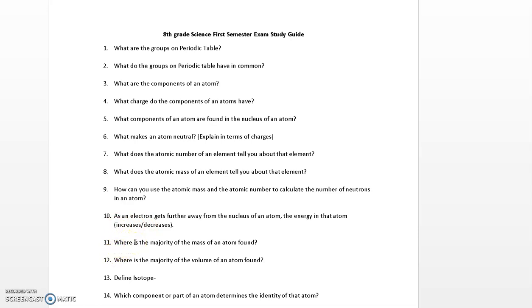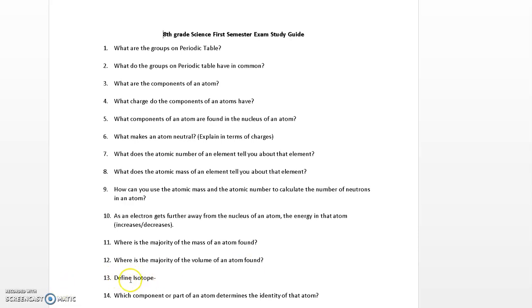Number 11. Where is the majority of the mass of an atom found? Well, the atomic mass is equal to the number of protons plus the number of neutrons, and those are found in the nucleus. And so the majority of the mass of an atom is found in the nucleus of an atom. Number 12. Where is the majority of the volume of an atom found? The majority of the volume of an atom is found in the electron cloud, or you could say the electron levels, or the electron energy levels.